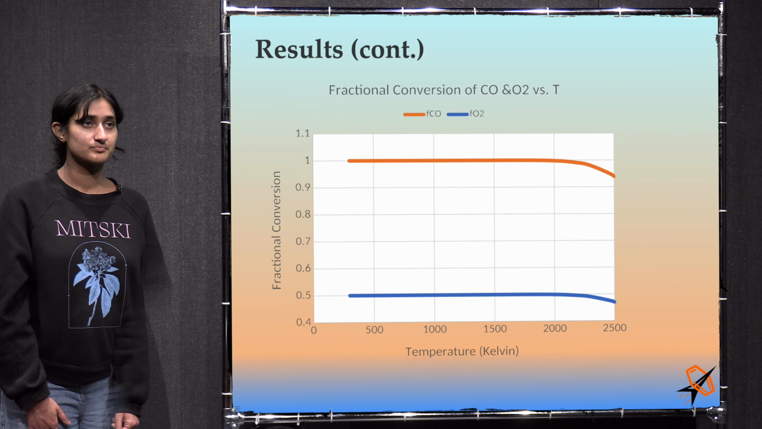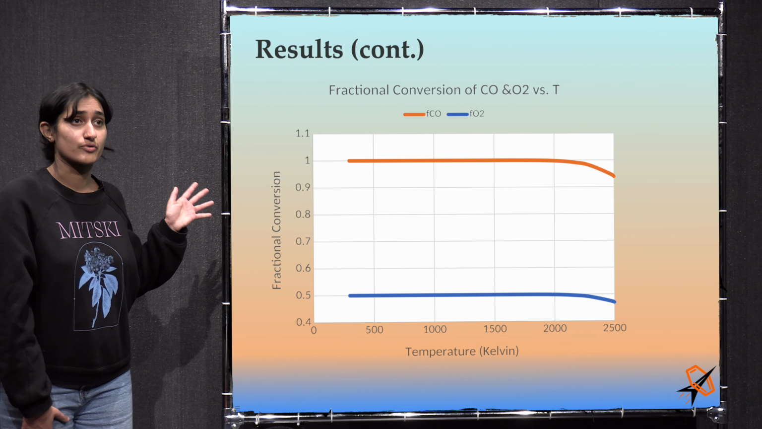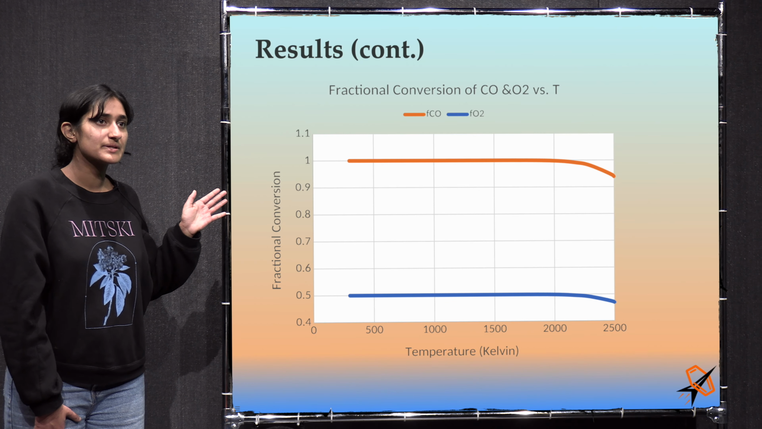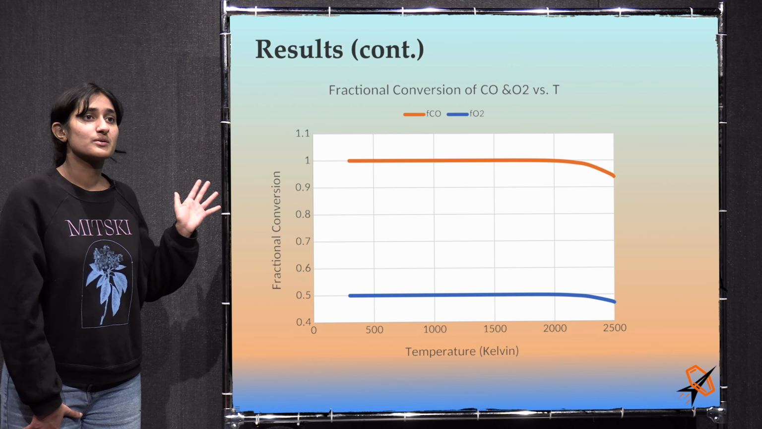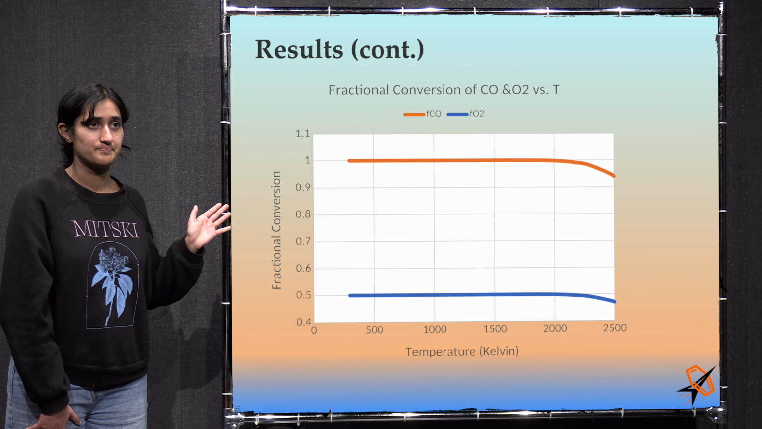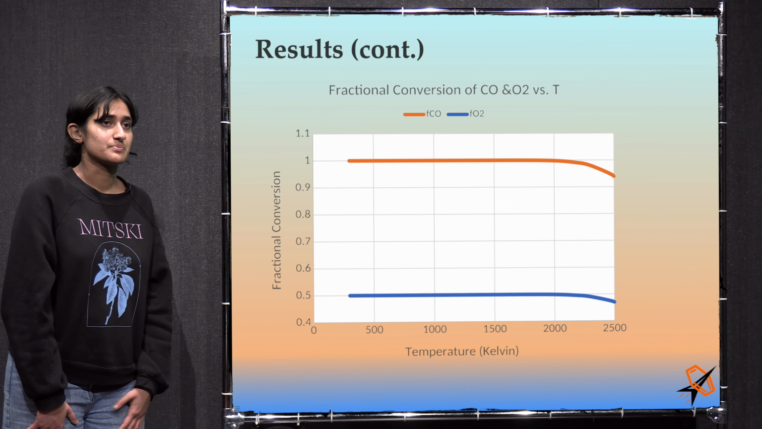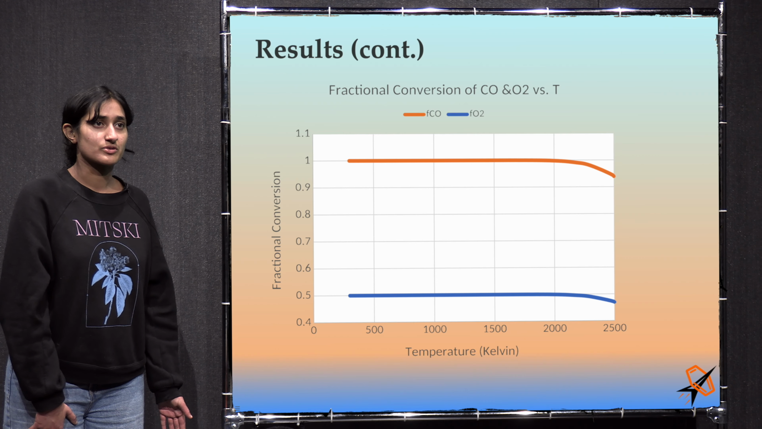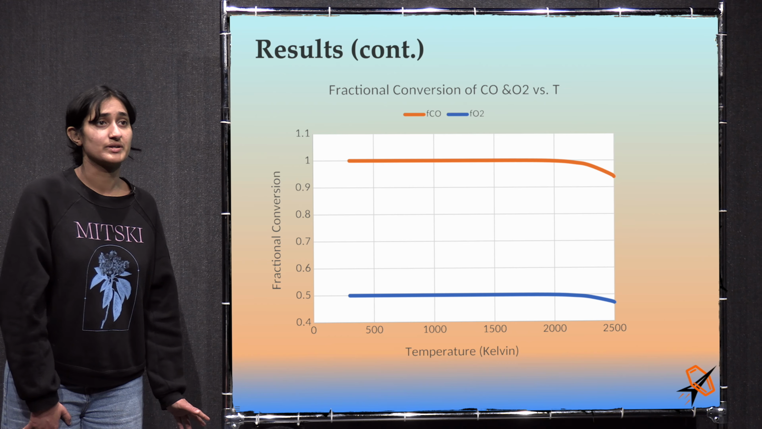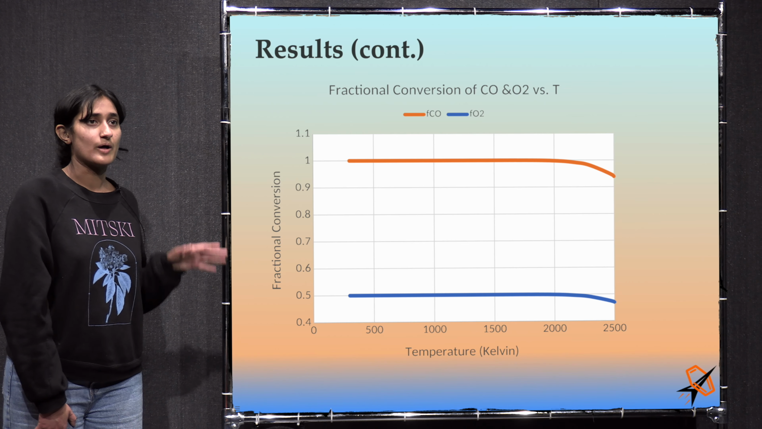If we look at the fractional conversion, which was our original interest here, we see that the fractional conversion remains remarkably close to 1 for the CO, meaning that we have principally CO2, up to a temperature of just under 2000 Kelvin. At that point, the fractional conversion begins to drop slightly. The fractional conversion of oxygen remains pretty constant at 0.5 until almost 2000 Kelvin, at which point it begins to drop a little bit as well.